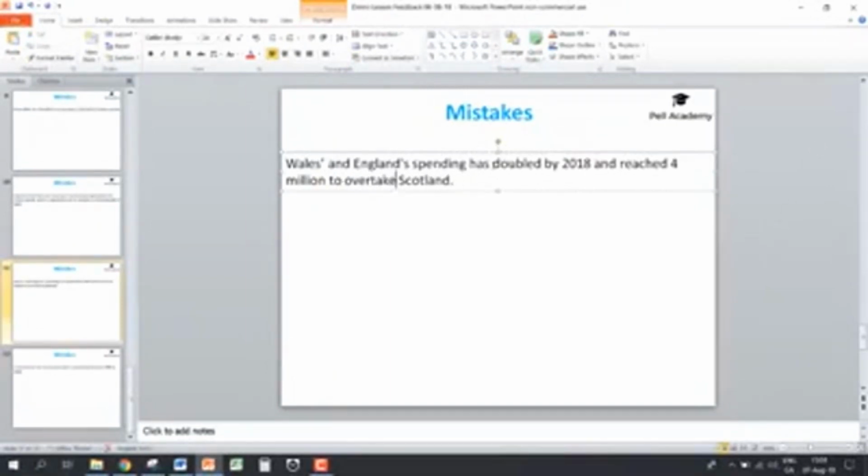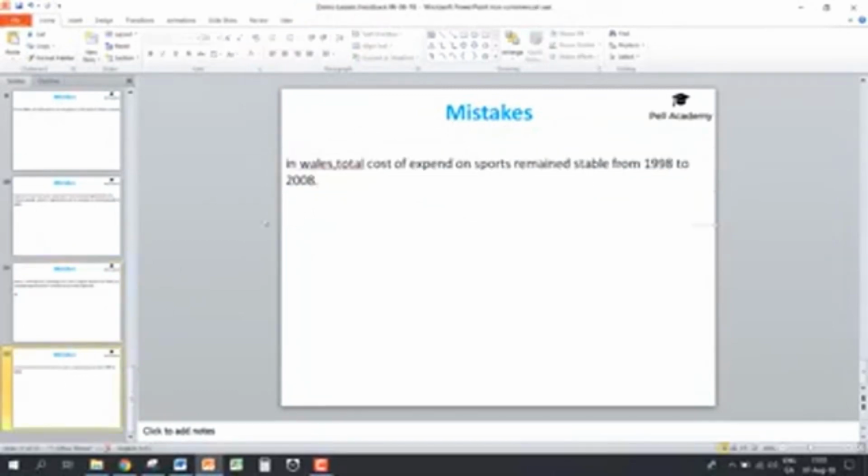Okay, the other issue here is that the word doubled is far too precise. So doubled means like multiply by 2, so times 2, that's doubled. So unless it is exactly that figure, that is inaccurate. So you need to use some kind of an approximation to make that correct. Wales and England's spending has roughly or approximately doubled. But again, in this context, we're talking about their spending together, but the chart has shown them independently. So Wales and England's spending have both roughly doubled by 2018 and reached approximately 4 million to overtake Scotland. I can't remember the chart off the top of my head, so I don't know if these figures are accurate, but at least it's grammatically accurate, and I can imagine what this would look like now.